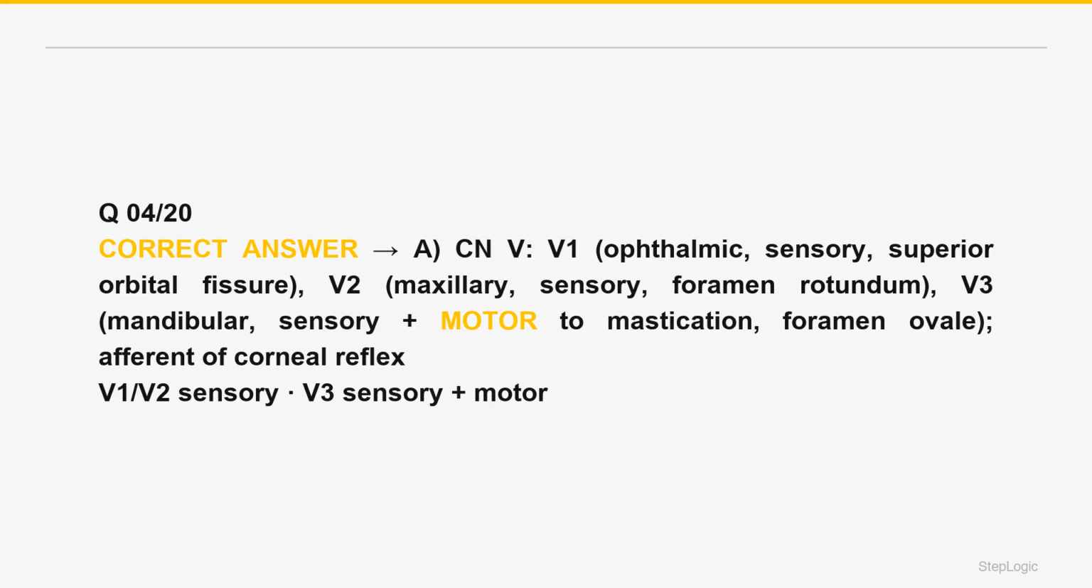and V2 and V3. CN5 also carries the efferent limb of the corneal blink reflex, V1, and the jaw jerk reflex. A trigeminal motor lesion deviates the jaw toward the lesion. The V1 and V2 sensory and V3 sensory plus motor mastication framework is correct.